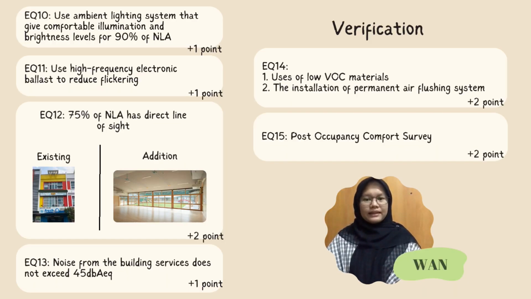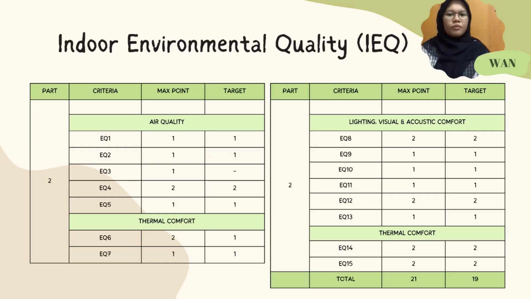Other than skylight and tinted glass, there is also use of an ambient lighting system and high-frequency electronic ballast to reduce flickering. As for the external view, this new building has covered 75% of net lettable area to have direct line of sight. For noise, this building does not exceed 45 dB Aeq. The last element is verification, which contributes 4 points for IEQ. To sum up, from all points elaborated earlier, under IEQ a total of 19 out of 21 has been achieved.